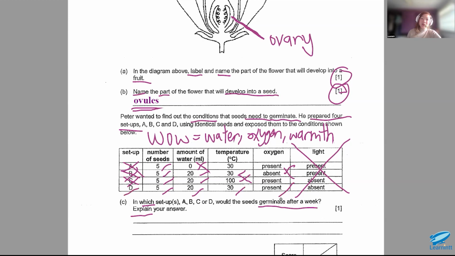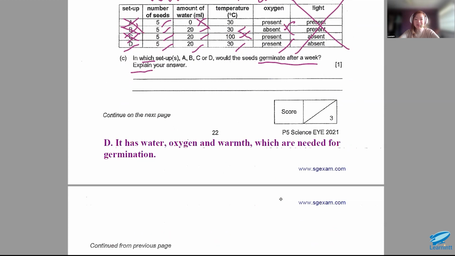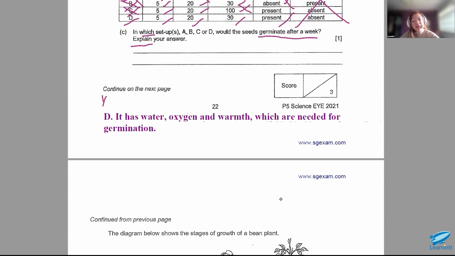Okay, so being able to identify, okay, half mark, like what we have just done with A, B, C, and D using the elimination method, and explaining it, okay, what are the reasons for it? Because there is water, oxygen, and warmth, another half mark. How to write it? Over here. So half mark for D, it has water, oxygen, and warmth, another half mark. Altogether, 1 mark.